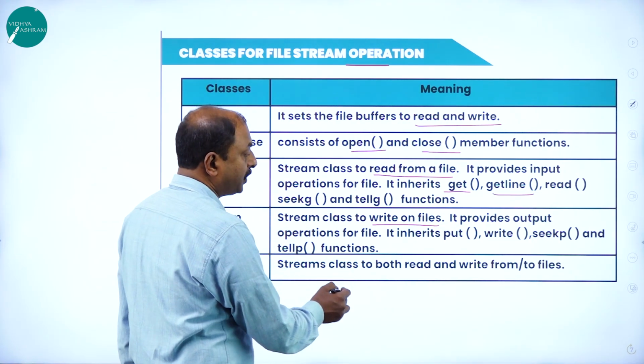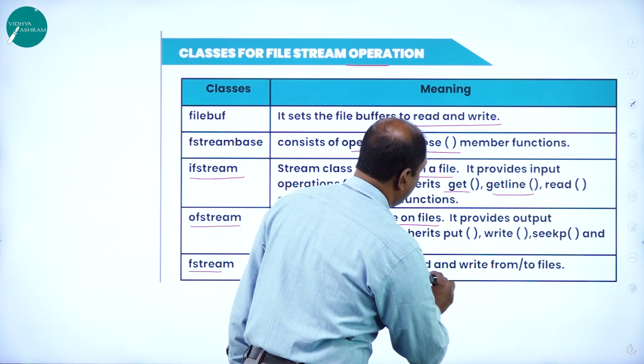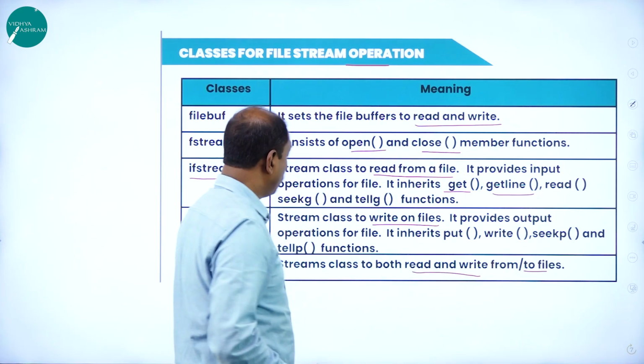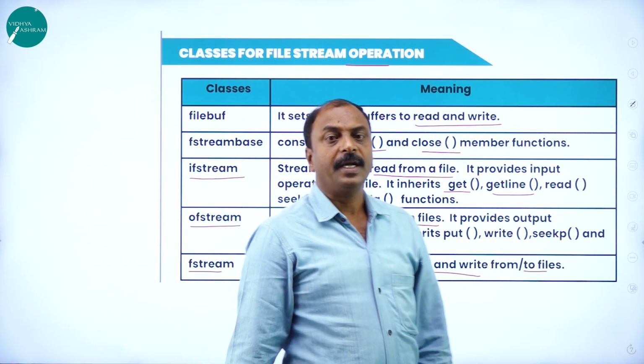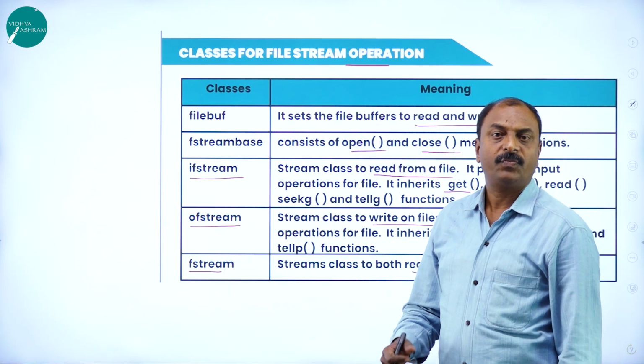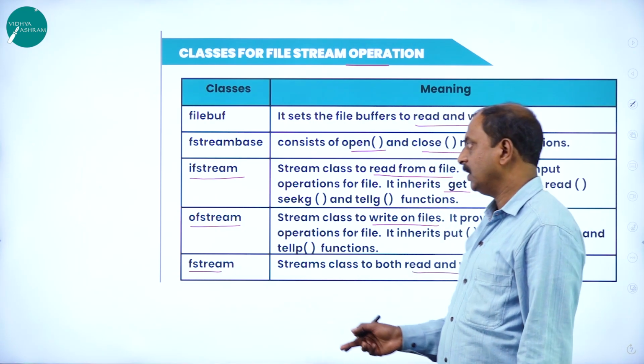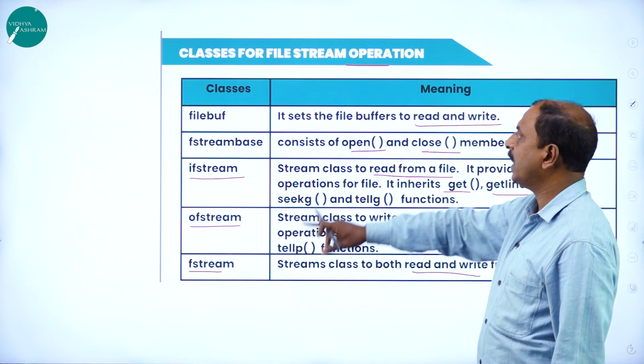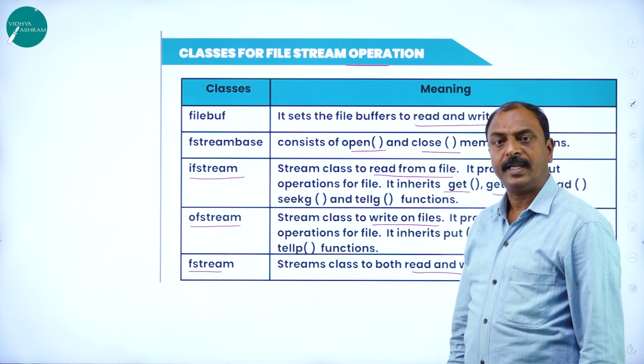Next one is fstream. It is a stream class to both read and write from and to a file. So if I use the fstream class, it is possible to open a file for either read or write operation. So these are the different classes we have to use in file handling.